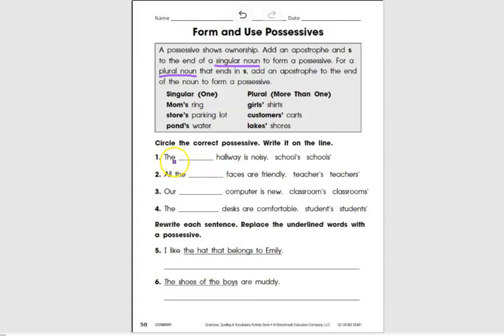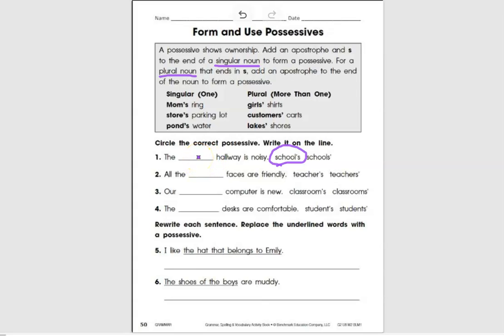So in this case, let's look. The blank hallway is noisy. So are they talking about one school or many schools? Because they're only talking about one hallway, one school. So the school's hallway is noisy. So it's apostrophe S. And then you rewrite it here. So you're going to circle the proper answer and you're going to type it here.